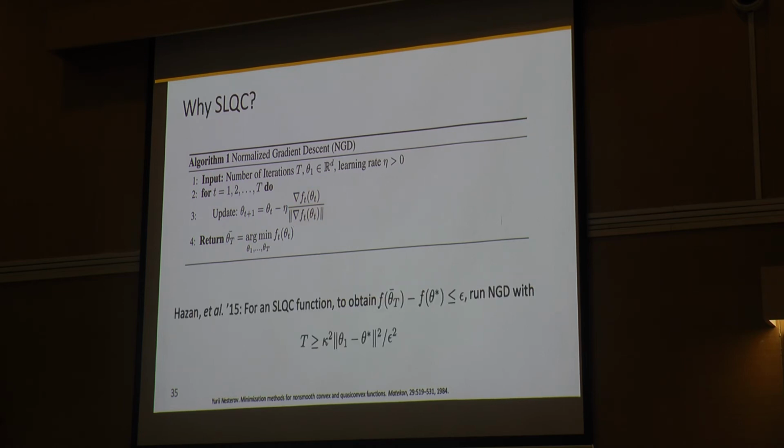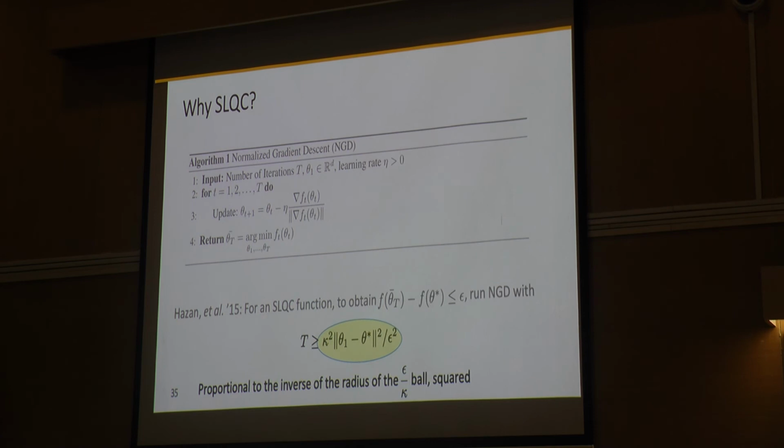So what are the number of iterations you need? It turns out if your function is SLQC, to get to within epsilon of your minima, you need at least this many iterations. The iterations depend on where you start with respect to your minima, and also depend inversely on epsilon over kappa, which is the radius of that ball around your minima.